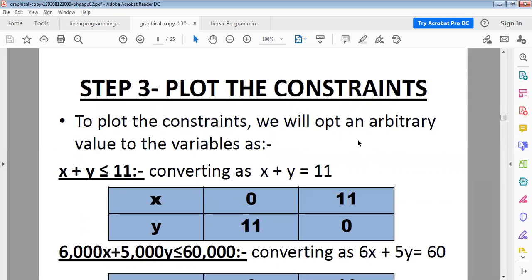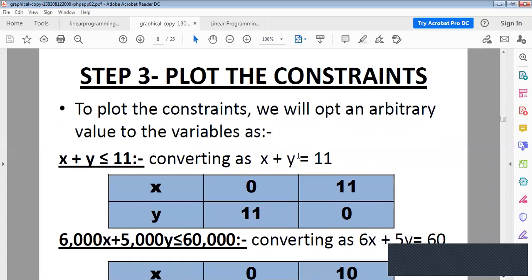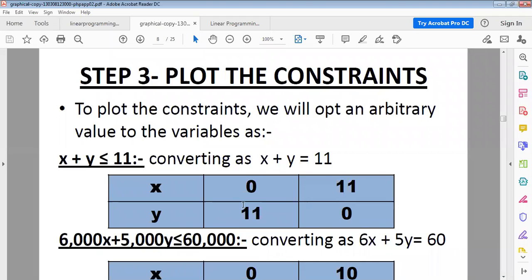To plot the constraints, we take arbitrary values of the variable. Suppose this is the first constraint, x plus y less than or equal to 11, and we convert this inequality to an equality equation. Now we make a table, one column for x, another for y. Putting x equals 0, we get y equals 11. Putting y equals 0, we get x equals 11. So there are 2 points: one is (0, 11) and the other is (11, 0).